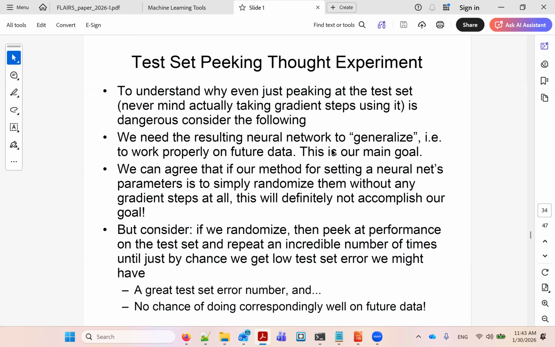The main point here is that what everyone knows is bad is to actually go and train on that test data: do the same stuff with the test data you did with the rest of your data set, follow the gradient and make sure you're doing well on it. Everyone kind of knows that's bad, but the point here is that just looking at it can be bad. That's the point.